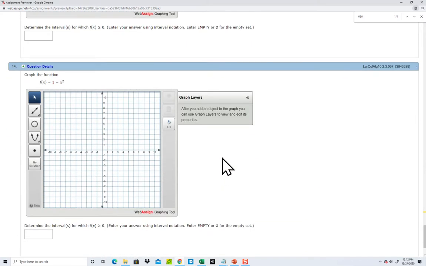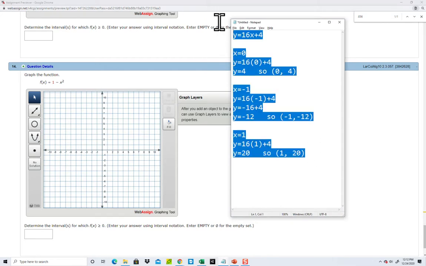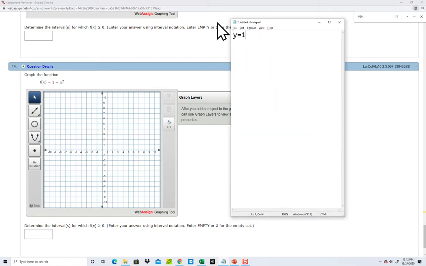Let me show this one. Y is 1 minus x squared. So y equals 1 minus x squared. I need 2 points again. I don't know how they do 2 points for a parabola. It doesn't make any sense to me. Parabola in theory should have 3 points, I think.